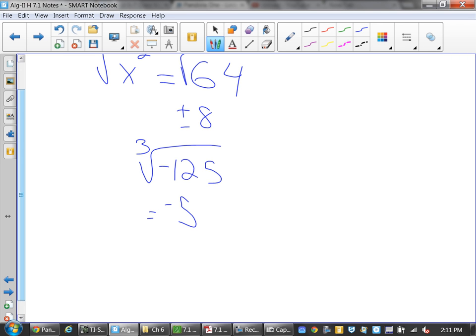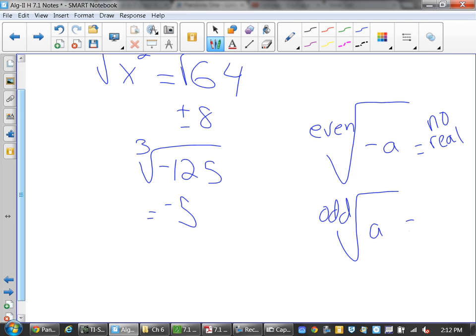What happens here is you get these rules, and the rules are written out kind of weird, so I'll do it this way. If you have an even root of a negative number, there is no real solution. Yes, you have an imaginary solution, but we're not looking for imaginary solutions right now. Not to say that they're not important, they're just set aside. But an odd root of a negative value is okay.